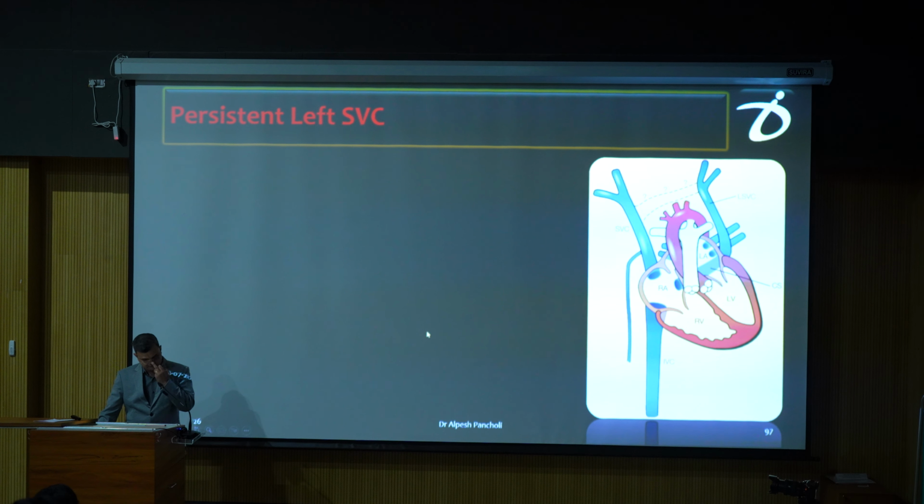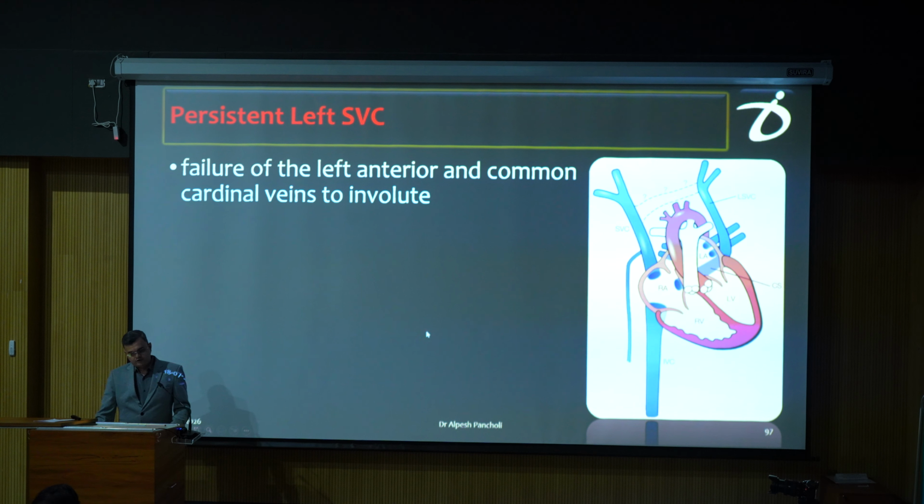Now coming to persistent left SVC. So there is a failure of the left anterior and common cardinal veins to involute. Normally the anterior cardinal vein involutes, and there is a left brachiocephalic vein which joins the right brachiocephalic vein to form SVC. Here this does not involute, and there is no formation of bridging vein. So this will drain ultimately into the coronary sinus.